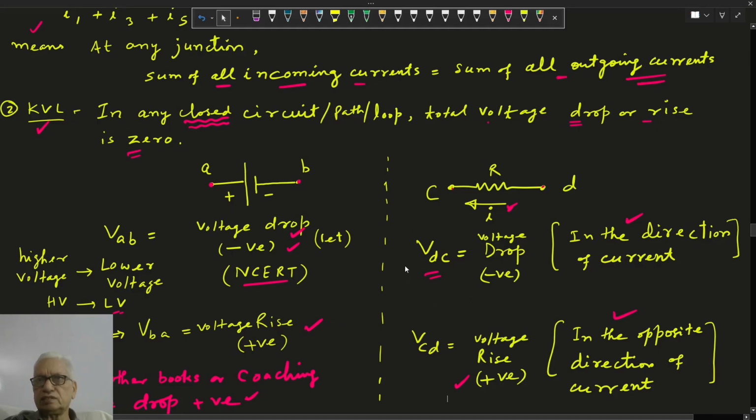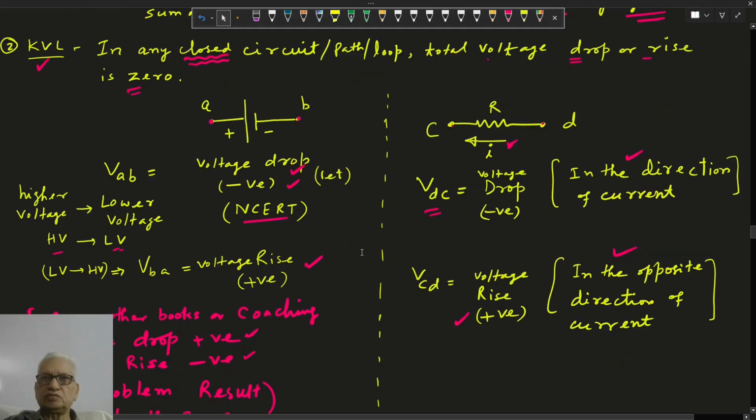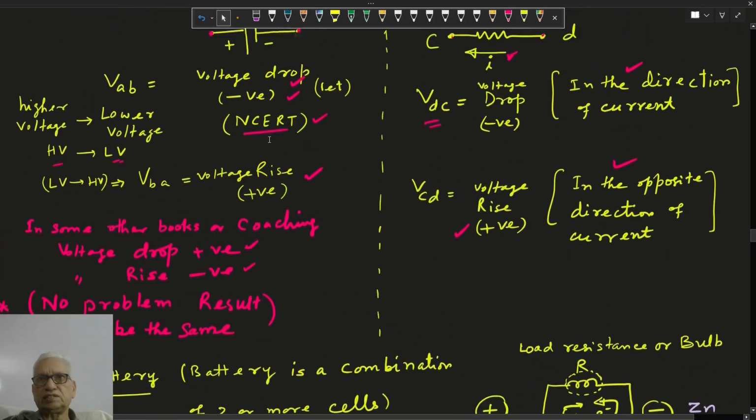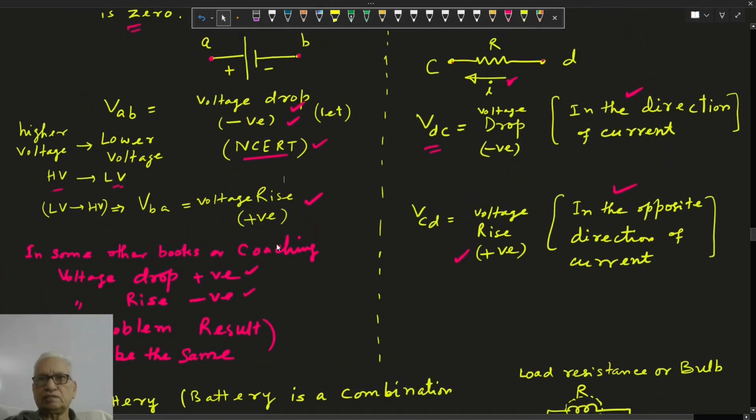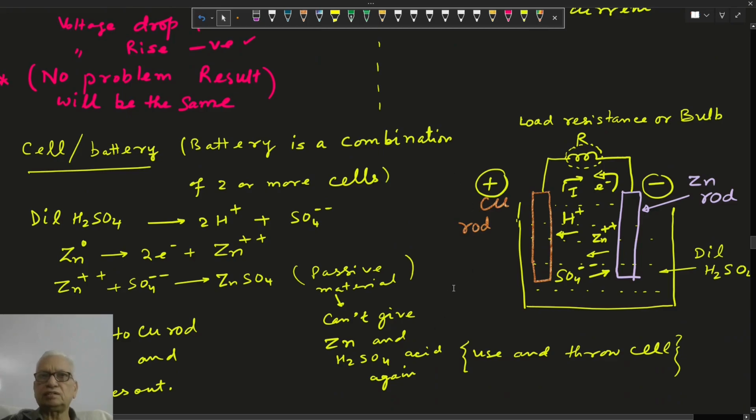Sign convention depends on your choice. Don't get confused. You can take drop negative and rise positive, otherwise also we get the same result. But here we will consider drop negative, rise positive. Now let me discuss the cell or a battery. A battery is a combination of two or more cells.